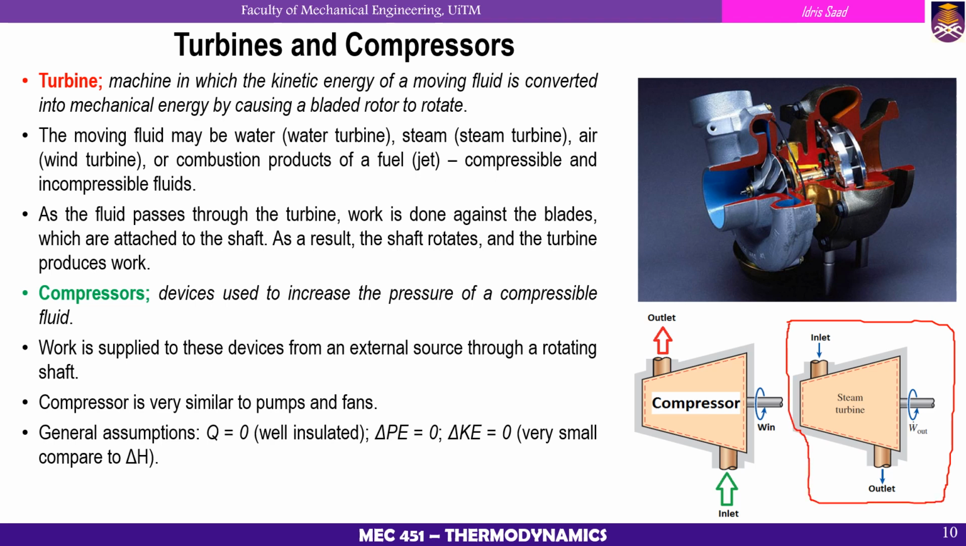As we can see, the fluid will flow inside here, the steam turbine will produce the work output, and finally the mass flow rate will come out from here. So this is what we call the steam turbine. Please do remember, the steam turbine is converting the fluid flow from the inlet into the work output. Next, we see what happens with the compressor.